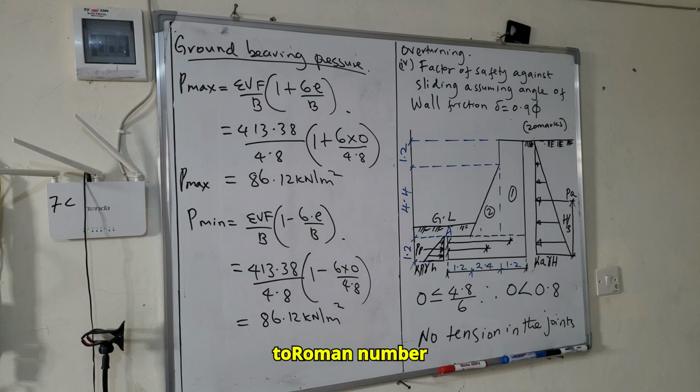We now proceed to Roman number 3, which is factor of safety against overturning.